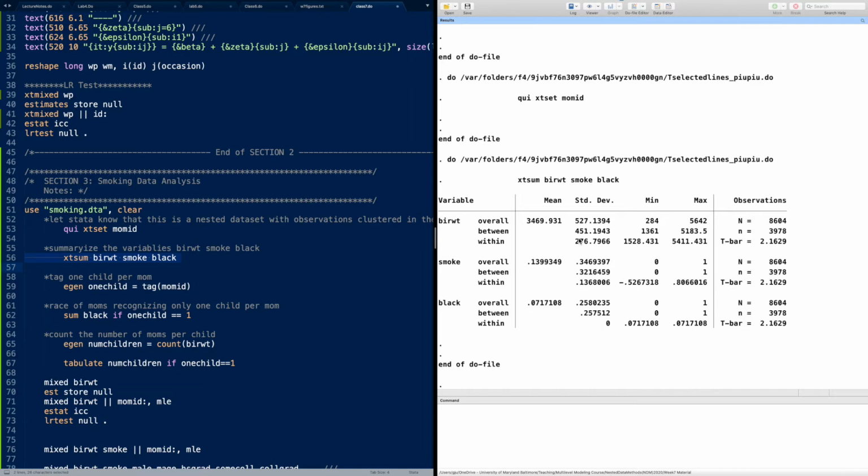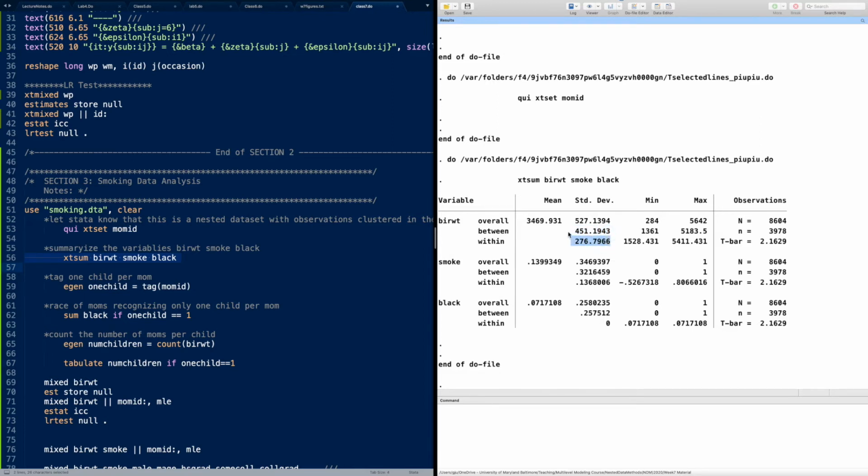But we know we don't have cross-sectional data. We know we have data that is separated into between and within, and so we want to look at the variance between and within. And here you can see that the between variance for birth weights is higher than the within variance.